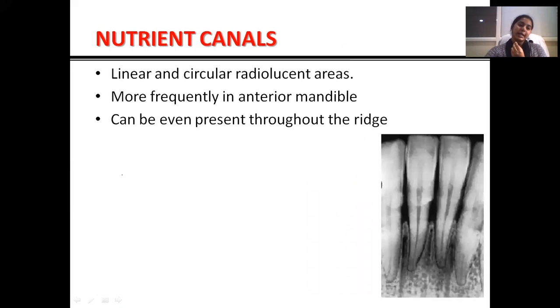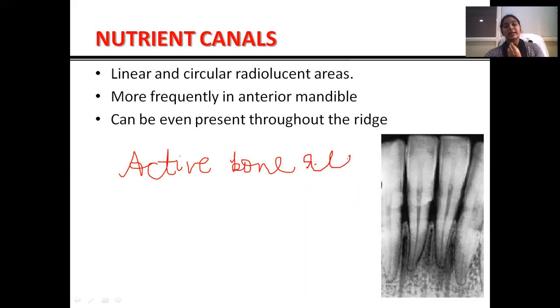Next, we'll talk about nutrient canals. So, if nutrient canals are present, if nutrient canals are more in number, then it means that active bone resorption is going on. So, these nutrient canals are linear and circular areas. Okay. So these are linear and circular areas which usually appear in the anterior mandibular region. They might be present even throughout the arch, but most commonly they are seen in the anterior mandible. Okay, but if nutrient canals are present, it is one of the features wherein we can say that the bone resorption is going on in an active manner.